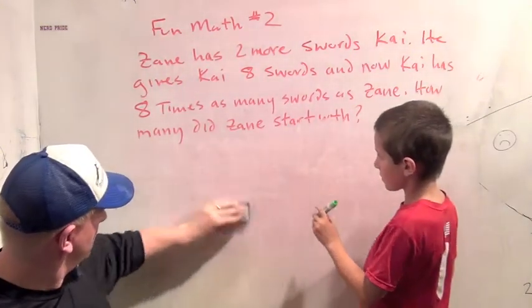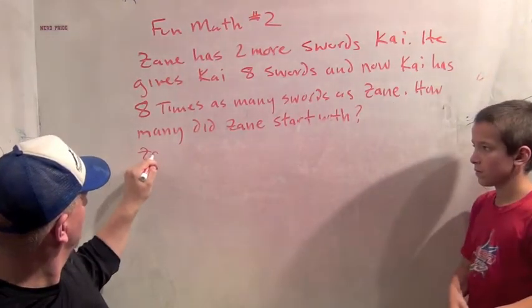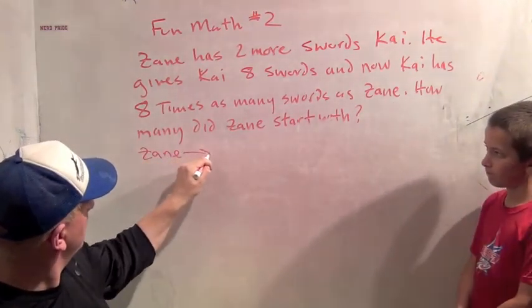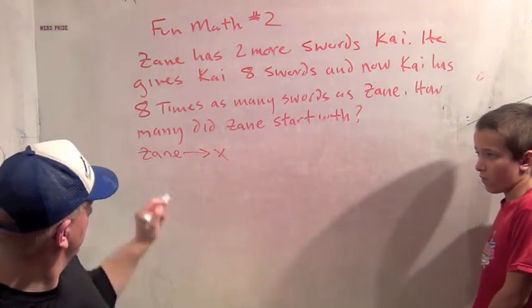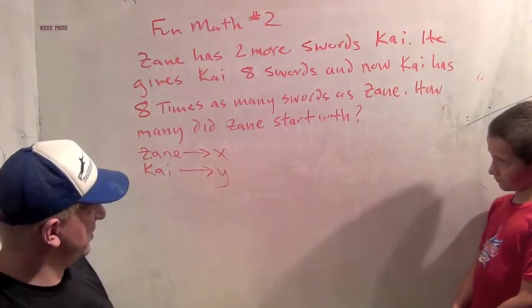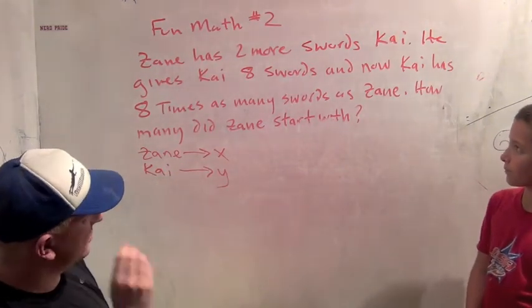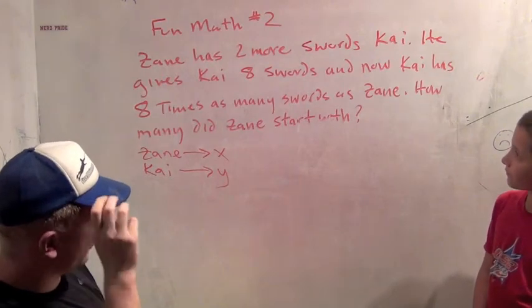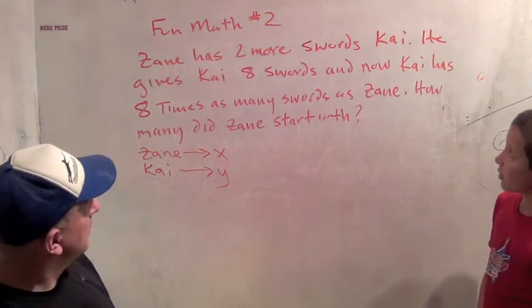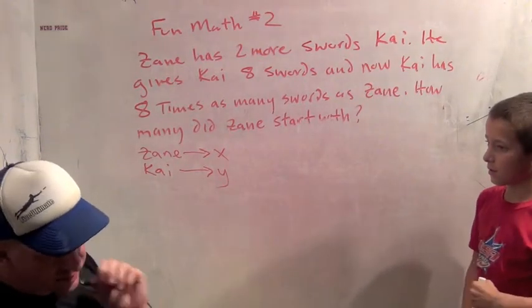Let's call Zane's swords X. Okay, I'll write that over here. Zane we're going to call X, and Kai we'll call Y. The number of Kai's swords we're going to call Y. So Zane has X swords to start and Kai has Y swords to start. Okay, that's going to help us translate this into math. So we can figure out what the first sentence says.